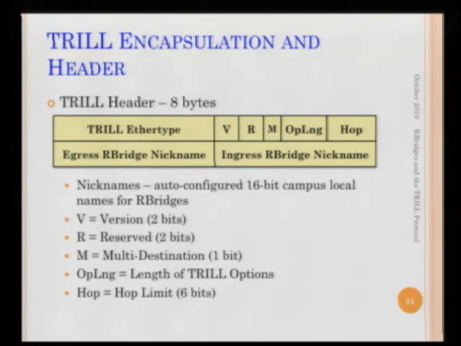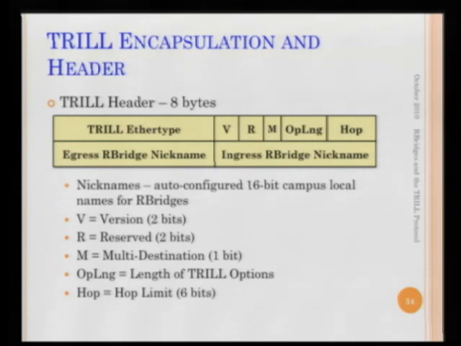There's an option length field, which is 0 if there's none. 6 bits is the hop count, so you can tell 63 is the biggest hop count you can have. Then there are these nicknames. Nicknames are actually 16-bit abbreviations for RBridges in most cases. And they're auto-configured. You don't have to worry about that.